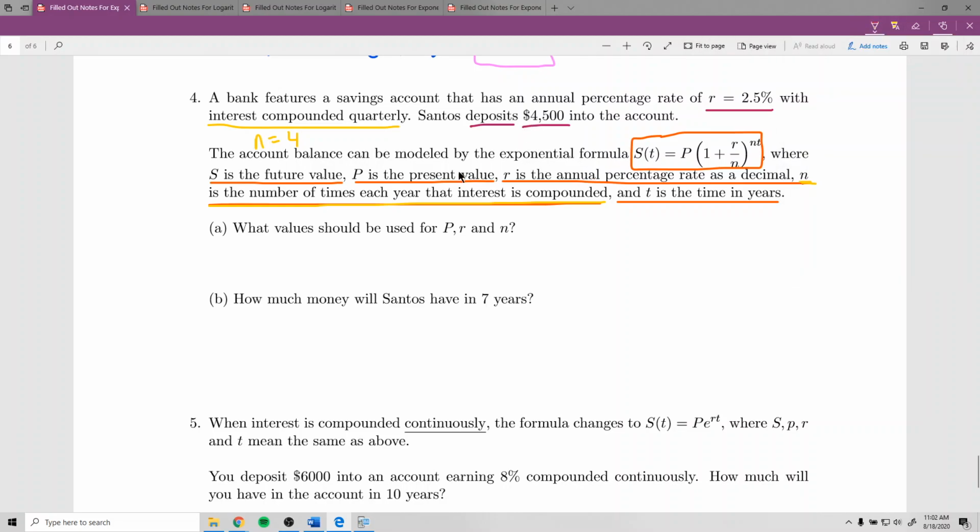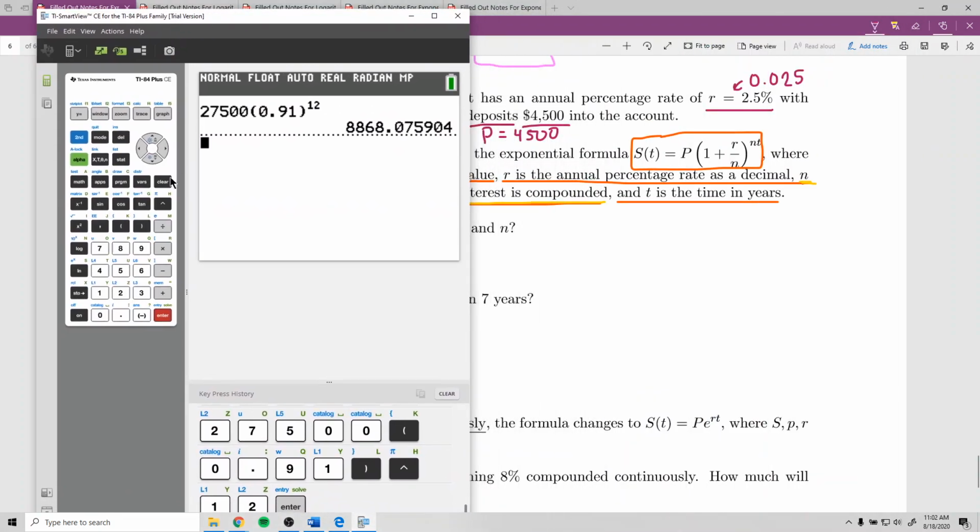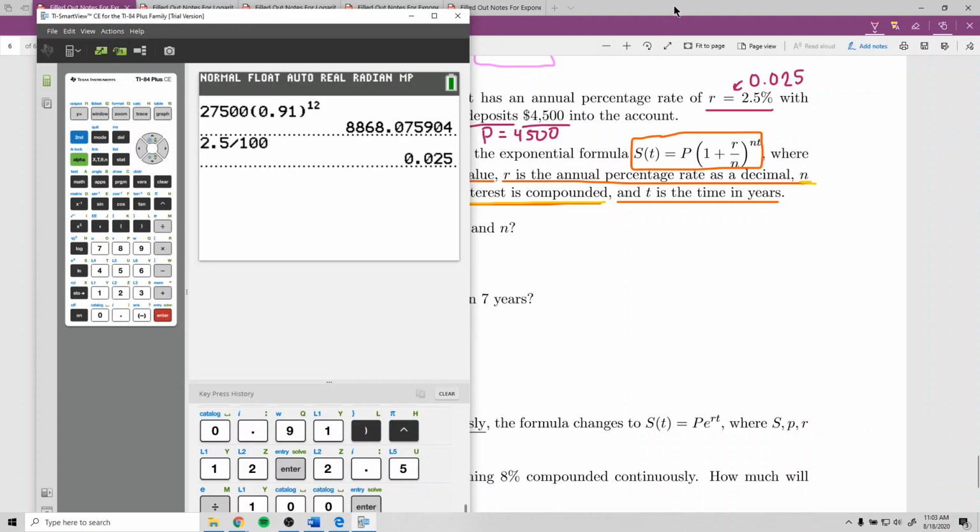It says P is the present value. That's the amount that's deposited. So P equals this 4,500. And then R is the annual percentage rate as a decimal. So we want to make 2.5% a decimal. That's 0.025. You move the decimal over twice, and add a 0 in there, or you divide by 100. So 2.5 divided by 100, 0.025.